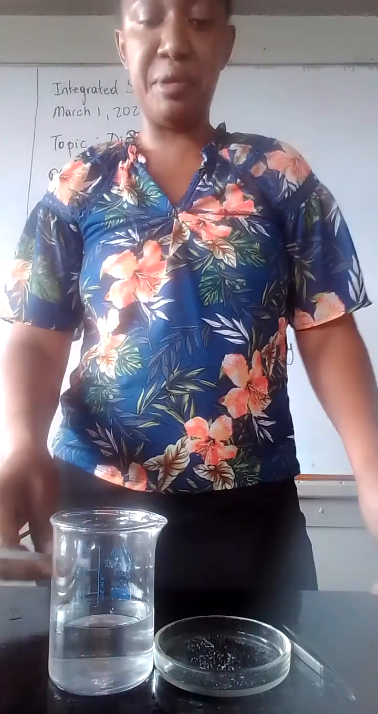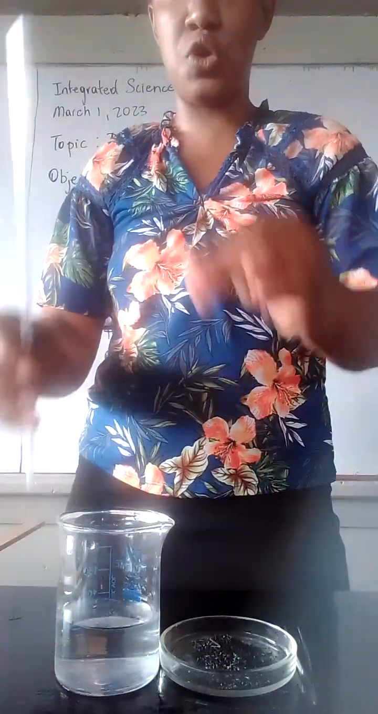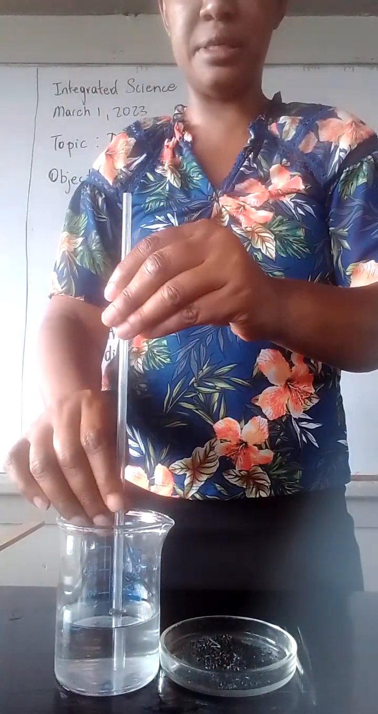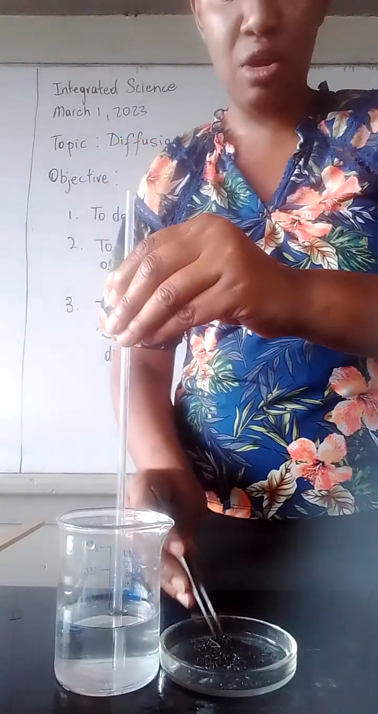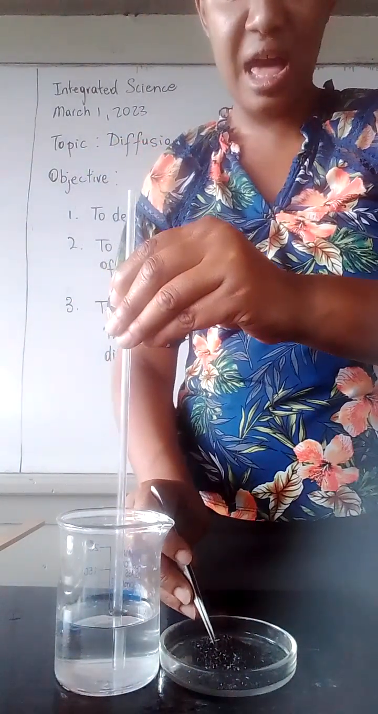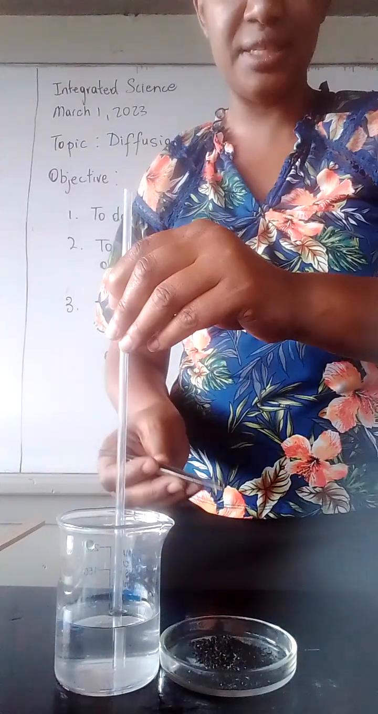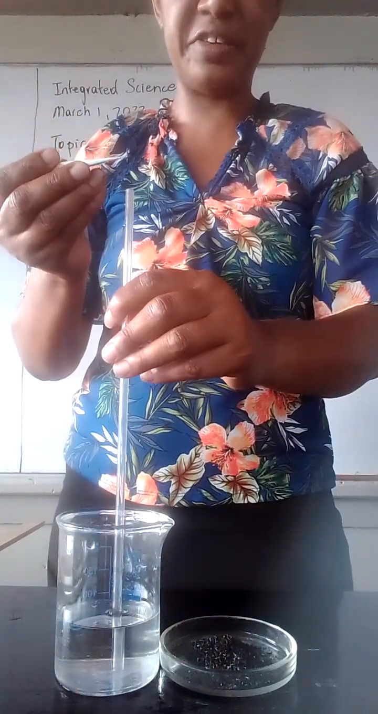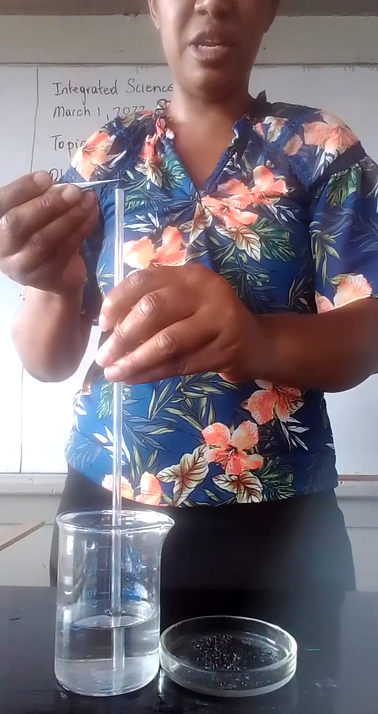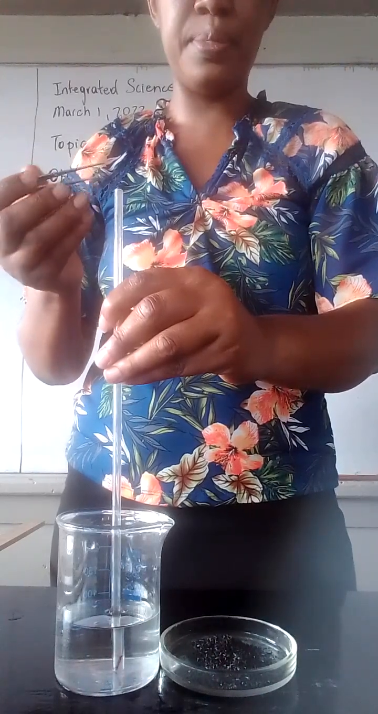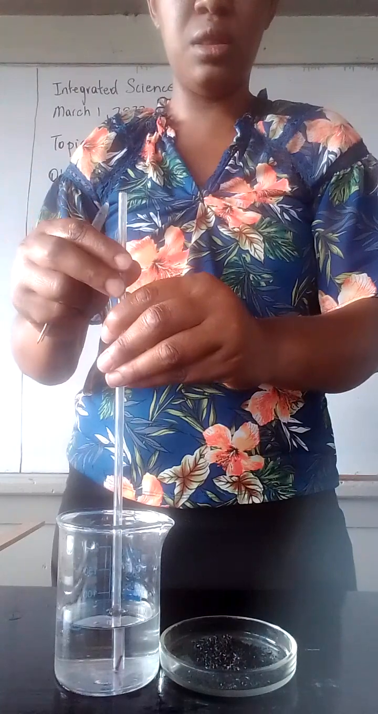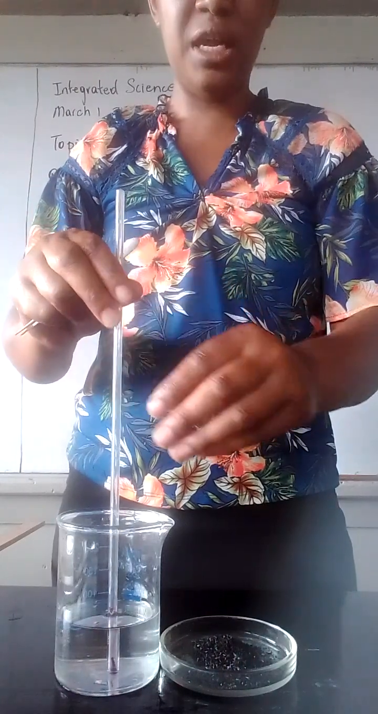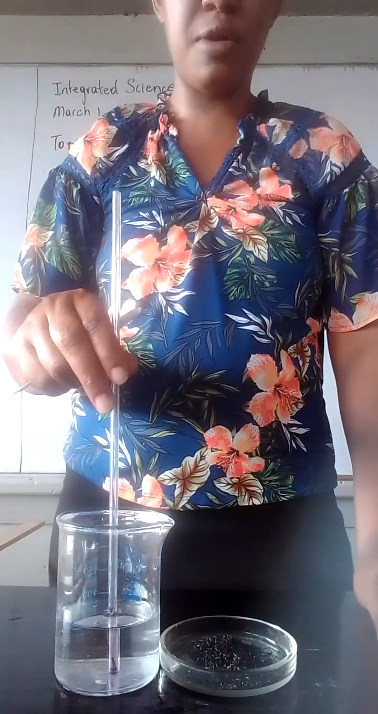To carry out this experiment, we will simply place the straw into the beaker with the water, and then we will take up a crystal of potassium permanganate. It's a tiny dark crystal, and then we will place it into the straw, and then we will quickly remove the straw from the beaker.